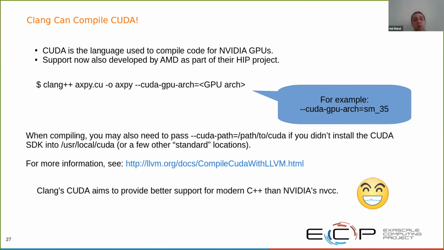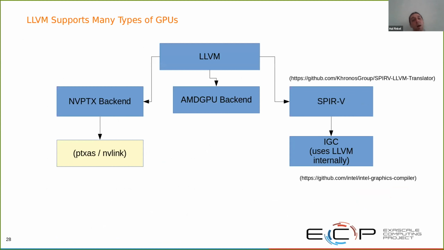Another thing I point out quickly is that Clang is not only a C and C++ front end, but also compiles CUDA code. And this capability has been adapted by AMD as part of their HIP programming model. Okay, but LLVM supports GPUs from a number of different vendors. There's the NVIDIA support, which has been present for quite a while, as well as support for AMD GPUs, also present for quite a while. And we also have a path to support Intel GPUs through the Khronos SPIR-V translation layer.